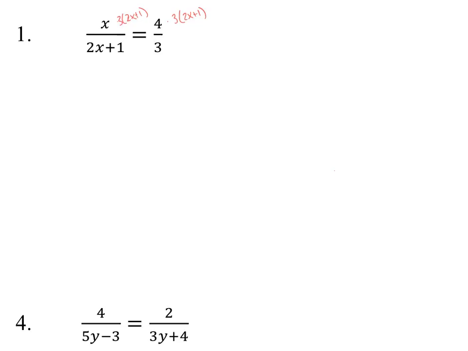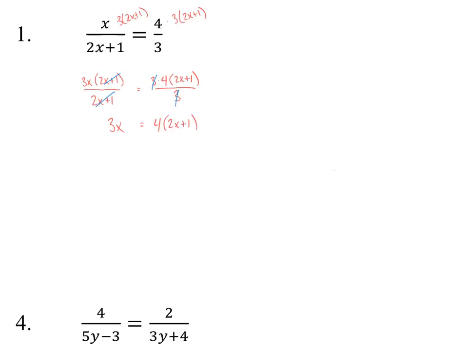Once we do that, we have 3x times 2x plus 1 over 2x plus 1 equals 3 times 4 times 2x plus 1 over 3. It's at this point that we realize that we've done ourselves some good because 2x plus 1 divided by 2x plus 1 is just 1, so we can cancel them. And 3 divided by 3 is 1, so we can cancel those. So we end up with 3x over here and 4 times 2x plus 1 over here.